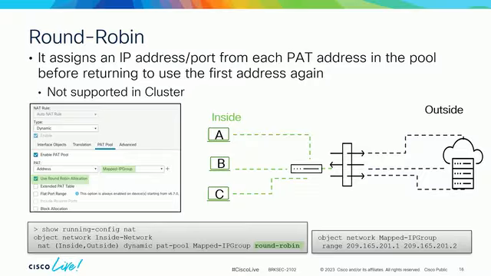When deployed, we can see here the NAT statement. We can see the dynamic keyword because this is a dynamic PAT, but we are using a PAT pool of addresses in a round robin fashion.